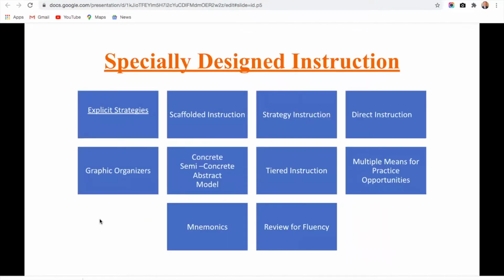So when we talk about specially designed instruction, it's not enough to just define it and know what it is. We did that, but it also then gets down to what exactly are we doing with specially designed instruction? What is it that makes what we do different? What are the things that we do that are different?